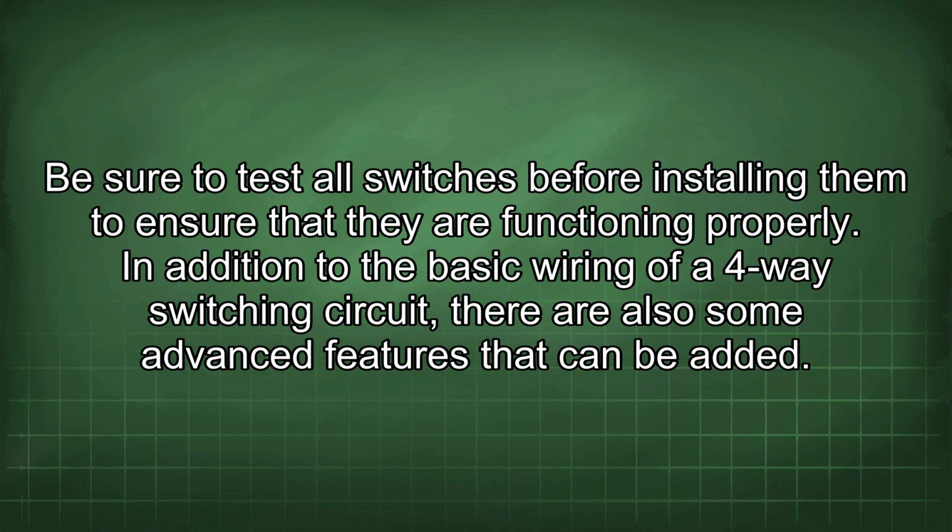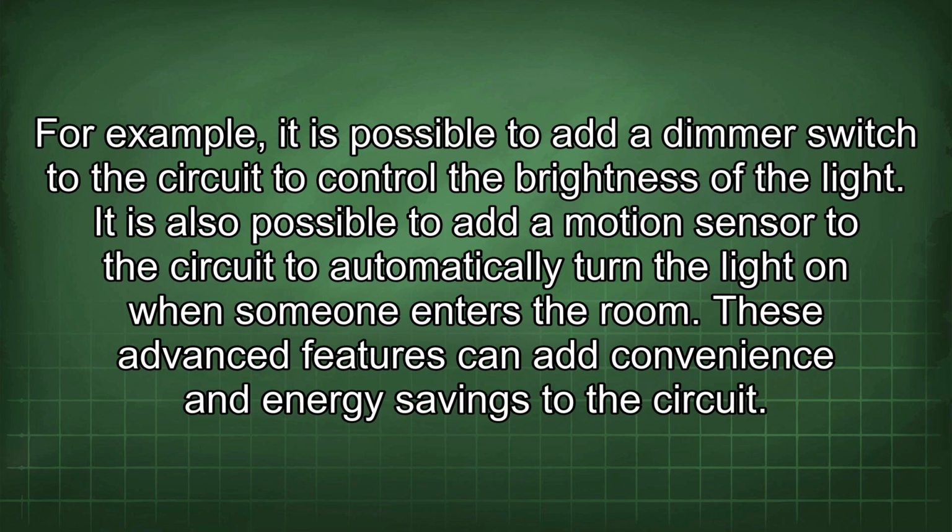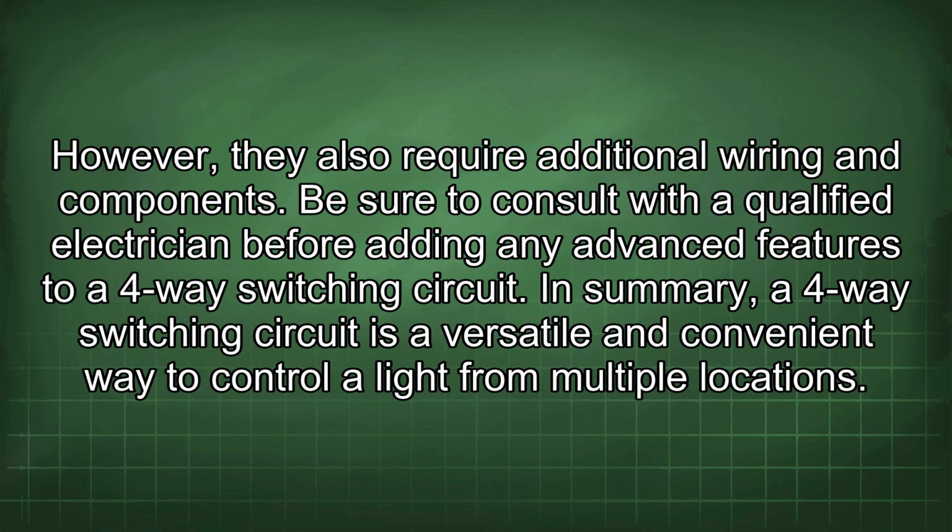In addition to the basic wiring of a four-way switching circuit, there are also some advanced features that can be added. For example, it is possible to add a dimmer switch to the circuit to control the brightness of the light. It is also possible to add a motion sensor to the circuit to automatically turn the light on when someone enters the room. These advanced features can add convenience and energy savings to the circuit. However, they also require additional wiring and components. Be sure to consult with a qualified electrician before adding any advanced features to a four-way switching circuit.